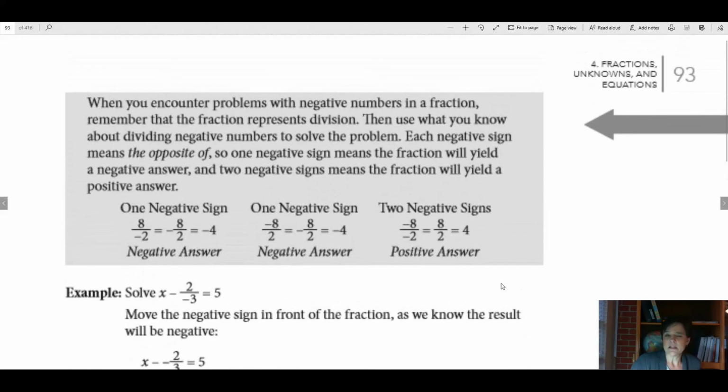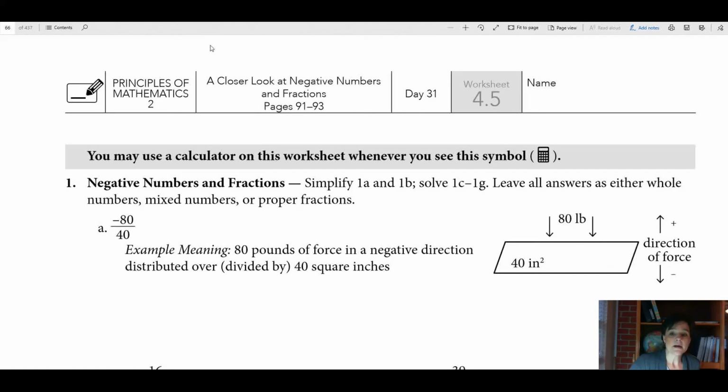Okay, this one's a little bit confusing even to me, so I was never really good at negatives and positives, so that's okay. We'll just learn it together.